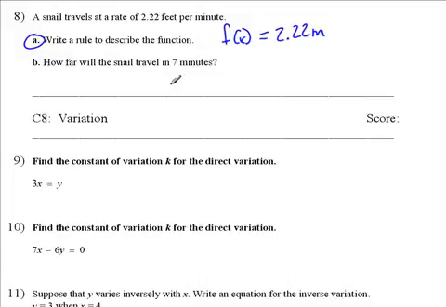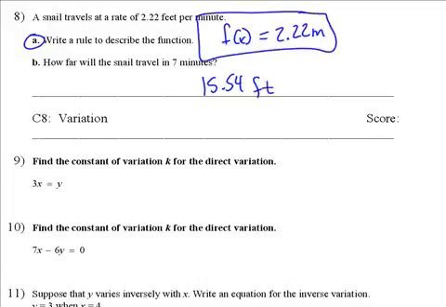Yeah, 2.22 times 7. Well, you guys got this on your own. That's going to be 15.54. And I don't want to stop here. 15.54 what? Feet. I want to go ahead and put that in. So I've got part A right here. There's my function. And part B, there's my rule. There's my answer for 7 minutes.